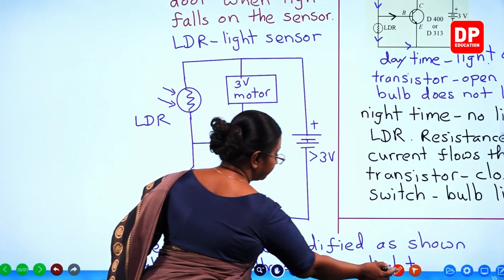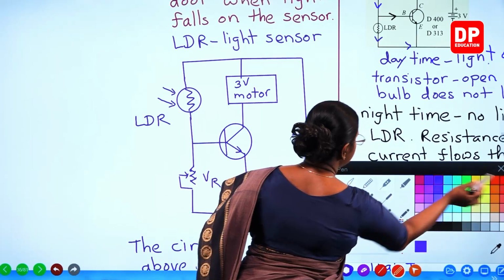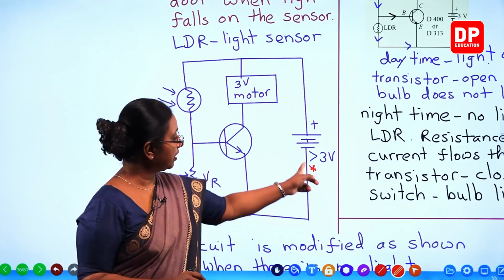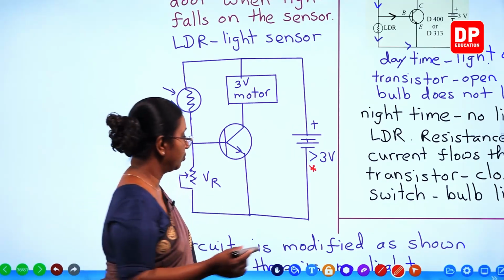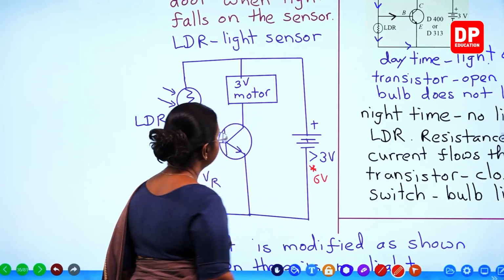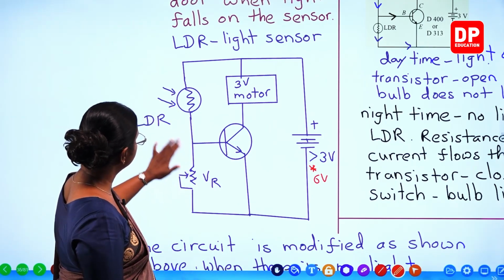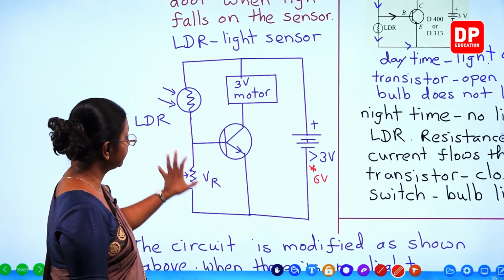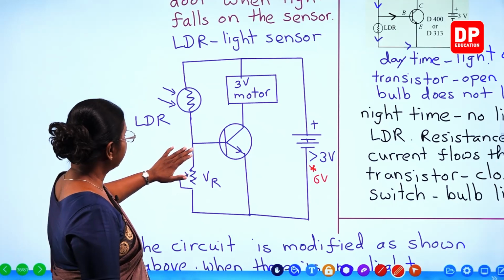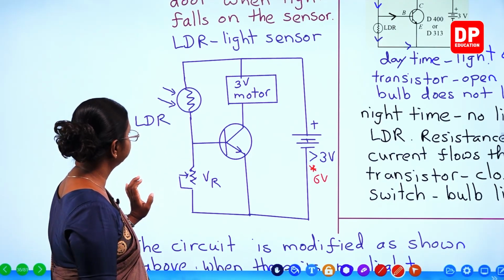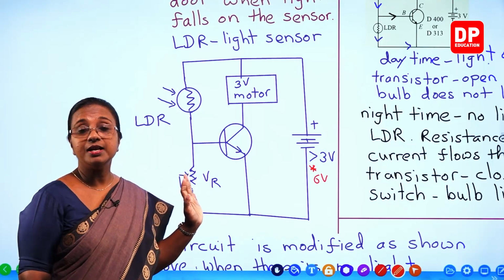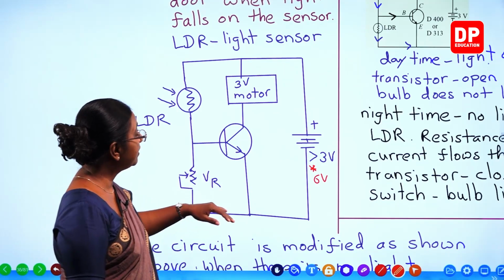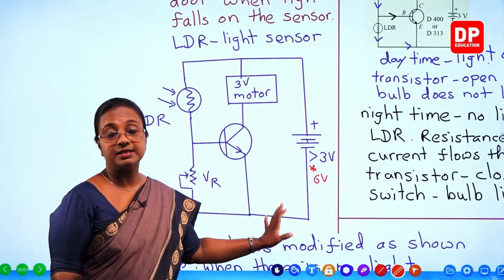You have to remember, now this part has to be changed because the motor itself is 3 volt. So it has to be more than 3 volt, maybe 6 volts. So I will just mention it as 6 volts. Then we have changed the positions of the LDR and the volume control resistor. We need the volume control resistor for a voltage drop there. At the same time, we have the LDR here. So, when there is no light falling on the LDR, the resistance is very high. So, because of that, there will be no current flowing through the circuit.